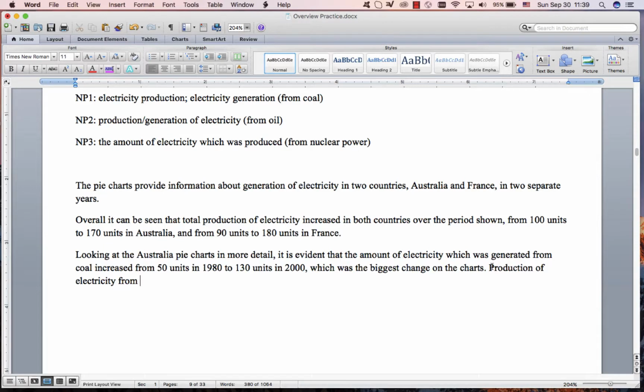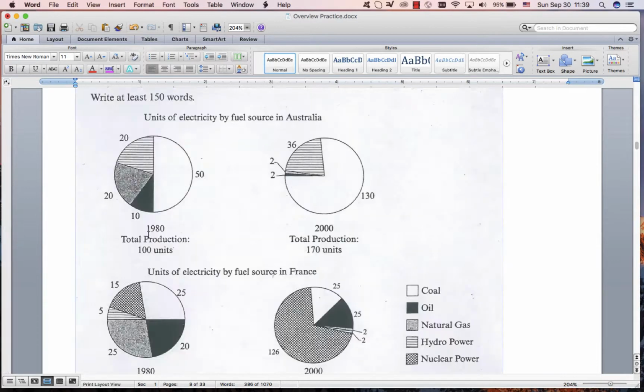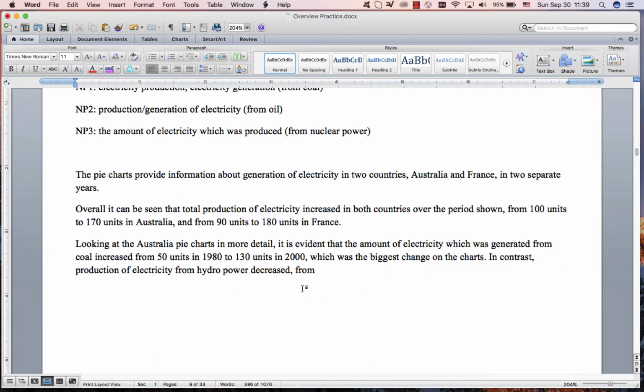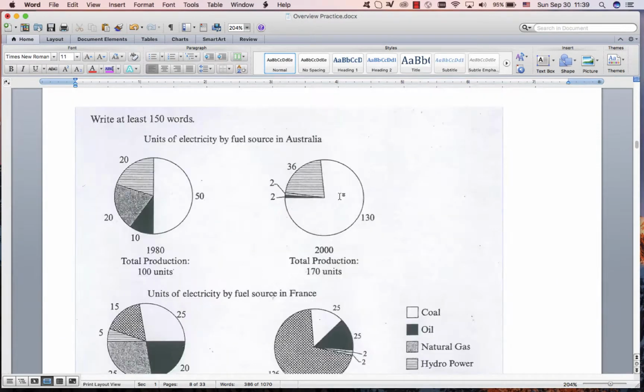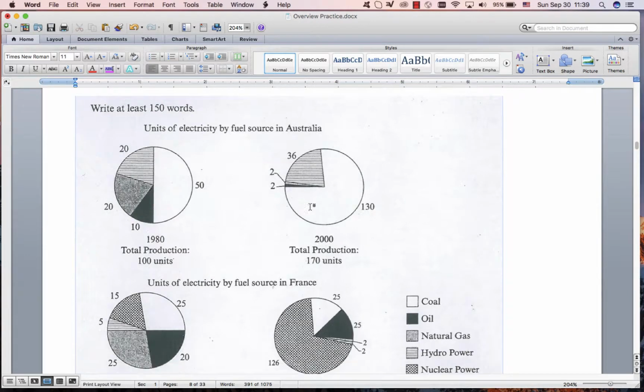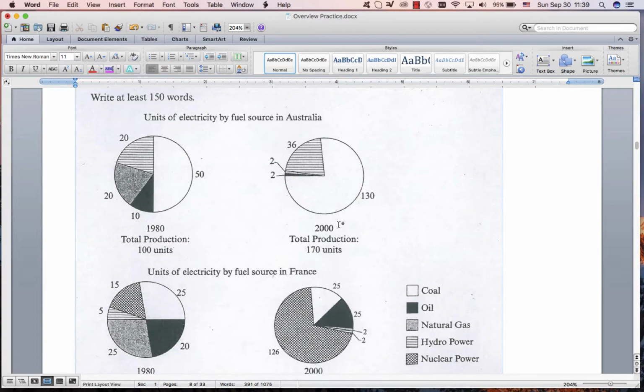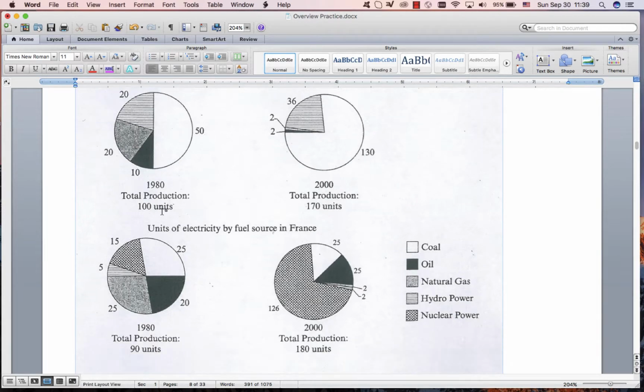So actually let's use some linking language and say in contrast. From hydropower, from what to what? From 20 units to 36 units. Don't say just 20, you must say units. Great. While I remember, I just want to point out, usually pie charts are percentages, and so if you add all of these numbers up, it will come to 100. But please check. If it's percentages, then you can say percent, but this one we can't, because this is obviously more than 100. So this is not a percentage, it's a unit.